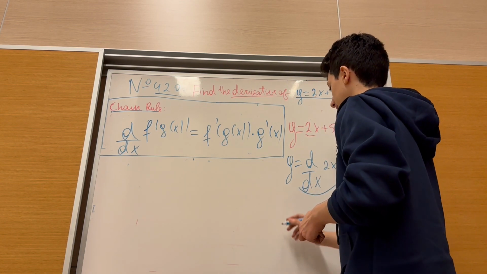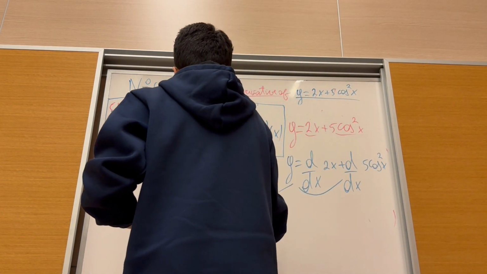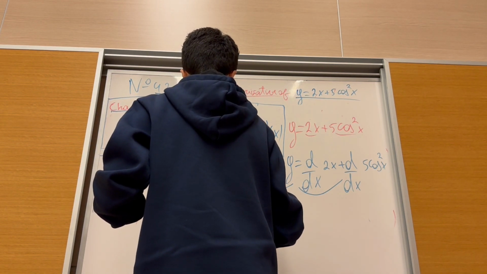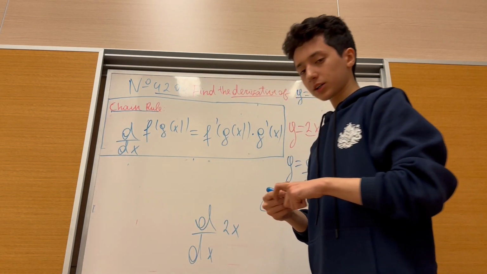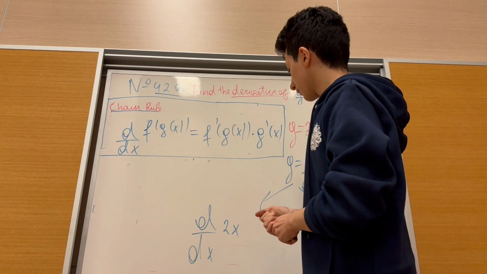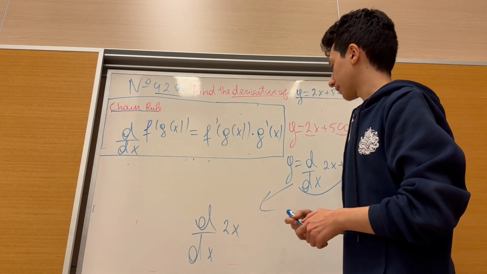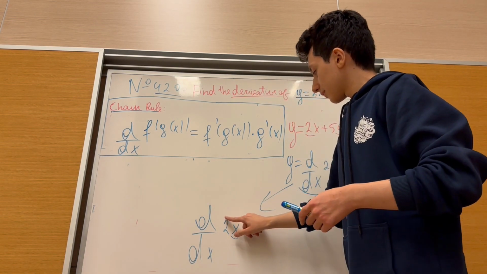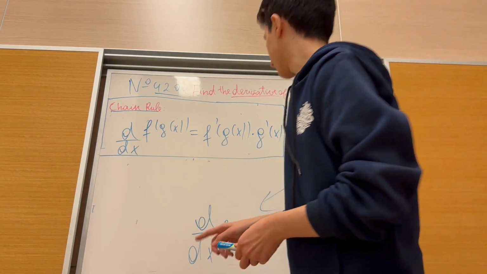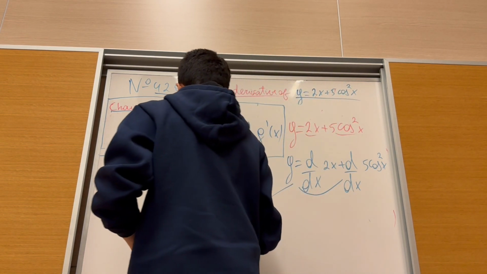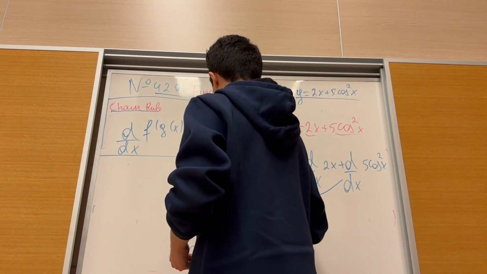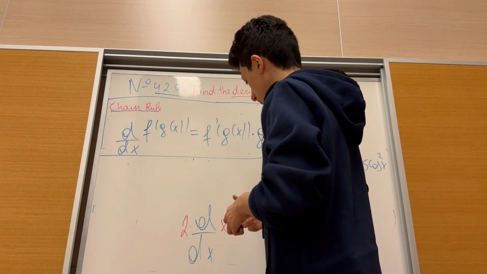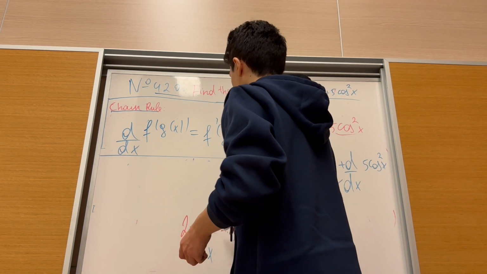First of all, this one. Let's write it in a bigger manner. d/dx of 2x. The constant multiple rule tells us that if you have a constant multiplied by a differentiable function, we can take this constant out and write it as 2 d/dx of x. So it's obvious that the derivative is 1, but let's prove it.